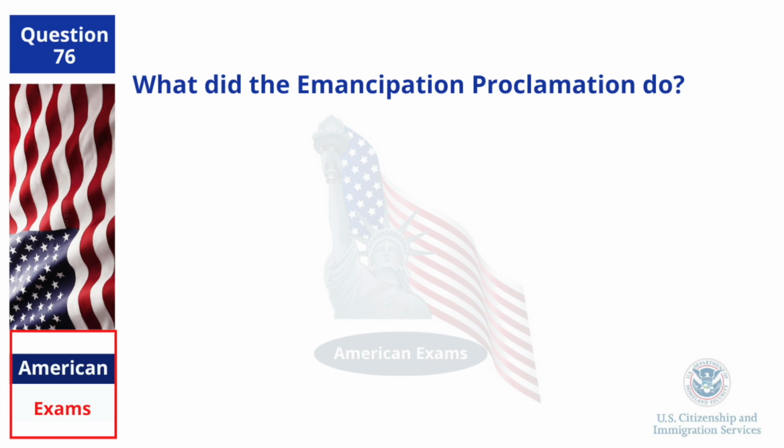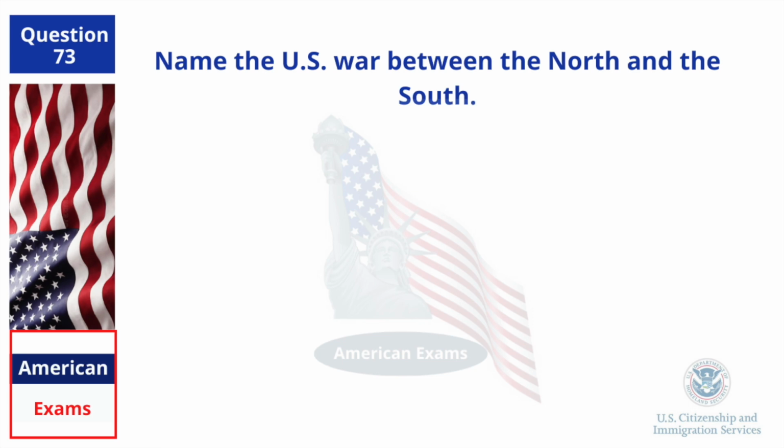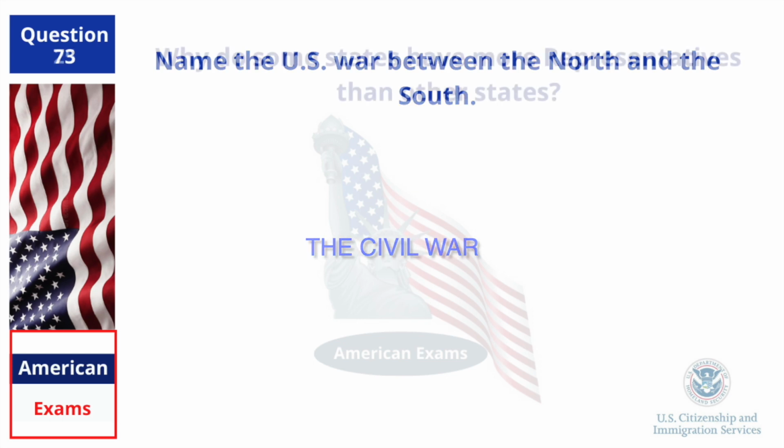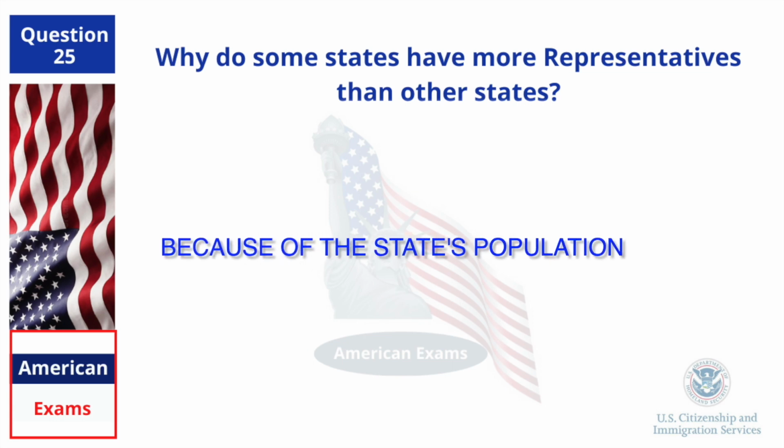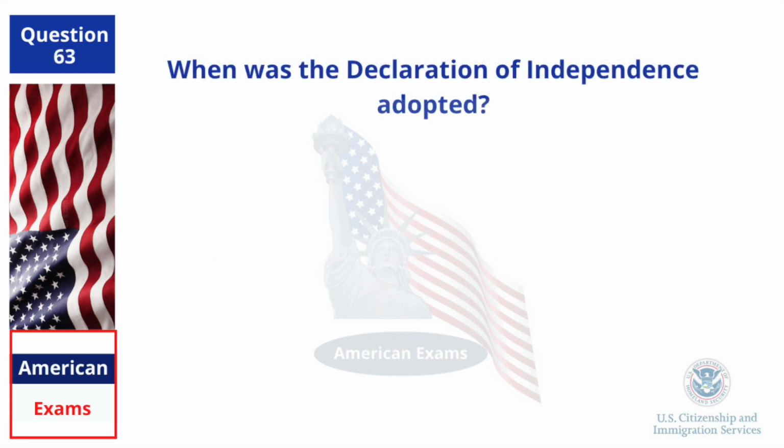What did the Emancipation Proclamation do? Freed the slaves. Name the U.S. war between the North and the South. The Civil War. Why do some states have more representatives than other states? Because of the state's population. When was the Declaration of Independence adopted? July 4, 1776.